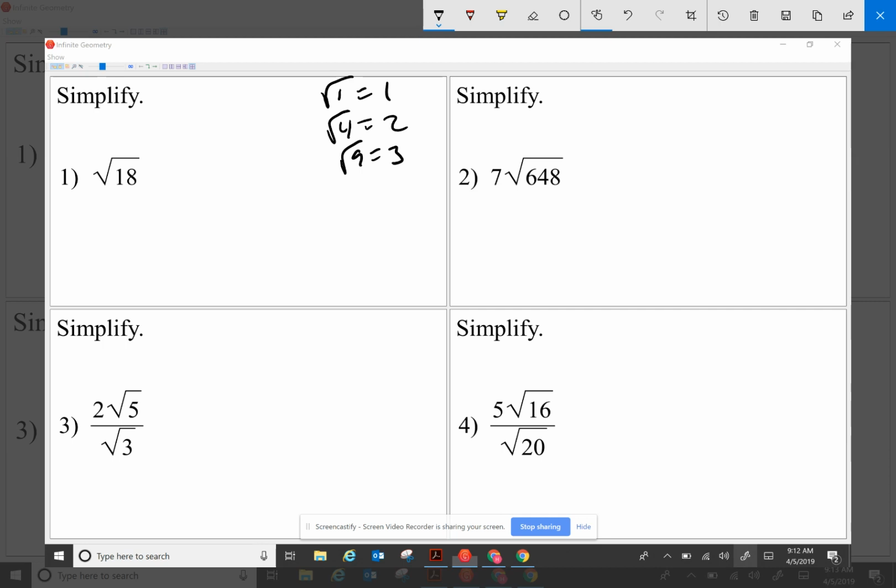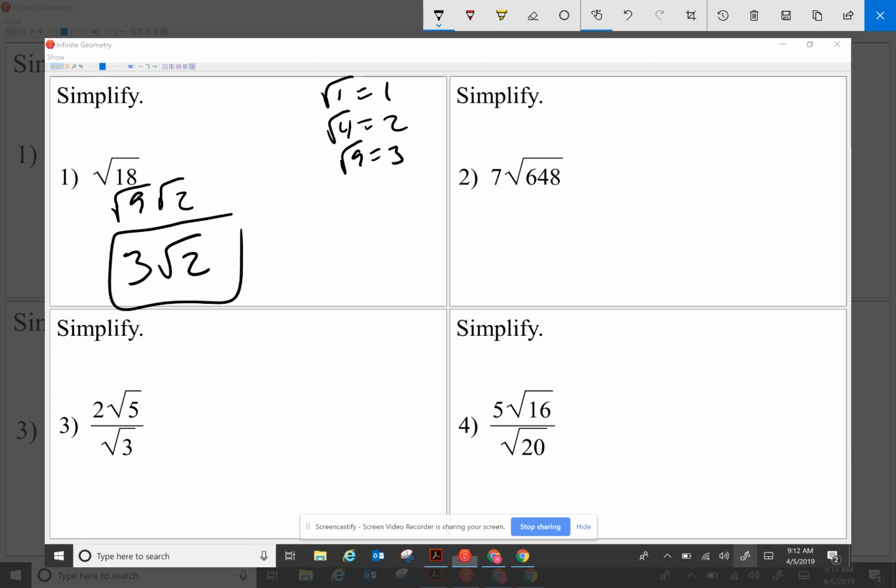So my radicals, I'm going to split them into two radicals such that one of them is a perfect square. So I'm going to think of square root of 9 times the square root of 2. Now, square root of 9 is a perfect square. So my answer will simplify to 3 radical 2.